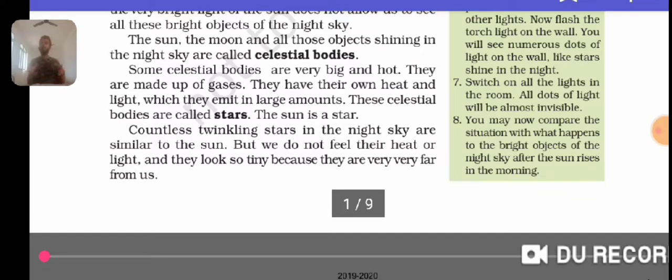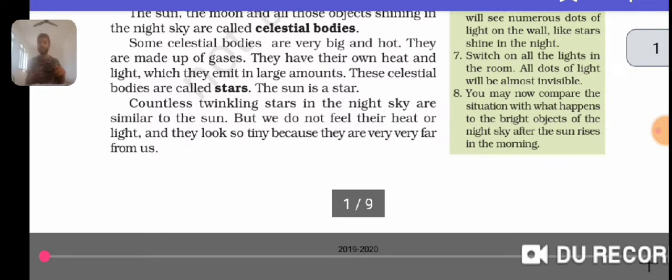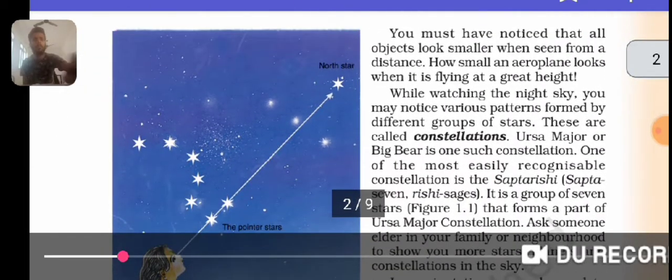Okay, so if you go out at night and watch the night sky, you can notice various patterns formed by different groups of stars, and those patterns formed by different groups of stars are known as constellations. In the image you can see.